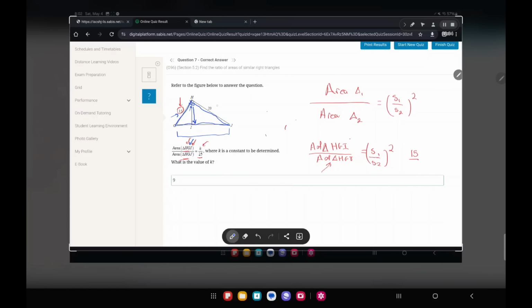Can I find it? Obviously I can. If this side is 15 and this side is 20, I can find the hypotenuse. Using Pythagoras theorem, GJ squared equals 15 squared plus 20 squared, and you get GJ equals 25. Just do it on your calculator. So I found the hypotenuse, it's 25, but you have to square. You have to do S1 over S2 squared. You can't just keep it. So 15 over 25 squared, and you should get 9 over 25. Let me do it on my calculator. Yes, you get 9 over 25.